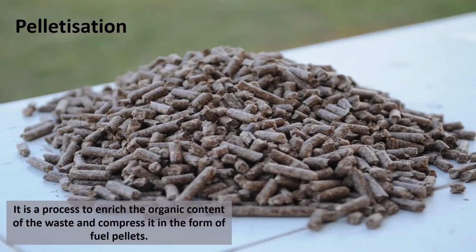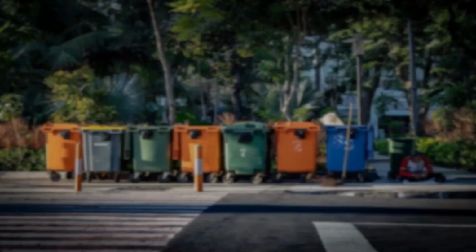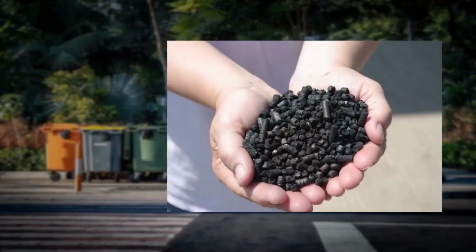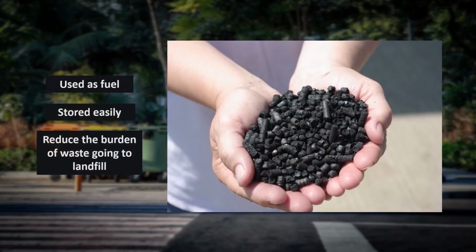Then pelletization. You must have heard about plastic pelletization. It is a process to enrich the high calorific value organic content of the waste, which is compressed in the form of small pellets. For example, refuse derived fuel can be used as fuel. So certain types of waste can be converted into small pellets by the action of heat and pressure, and they can be stored easily and used as fuel, and it also reduces the pressure on our landfills.